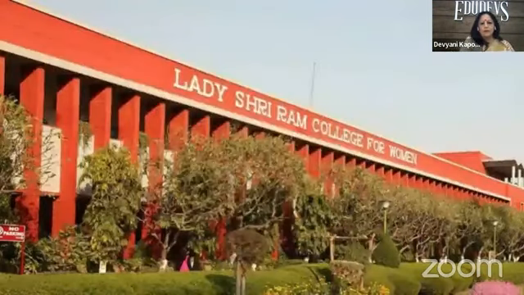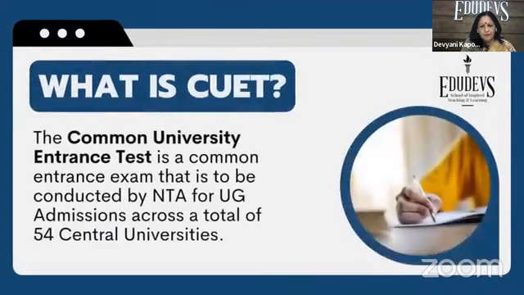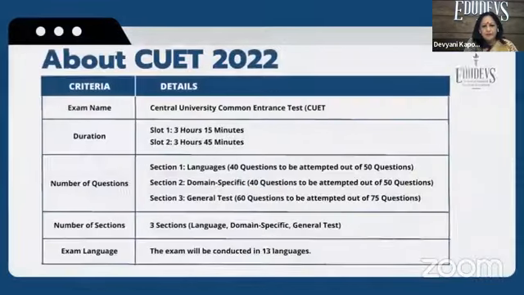The Common University Entrance Test is a common entrance exam that is to be conducted by NTA for UG admissions across a total of 54 central universities. The CUET exam will be conducted in 13 languages and will have 3 sections of questions.